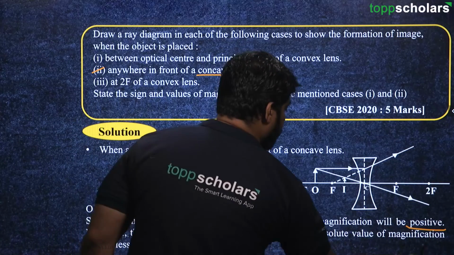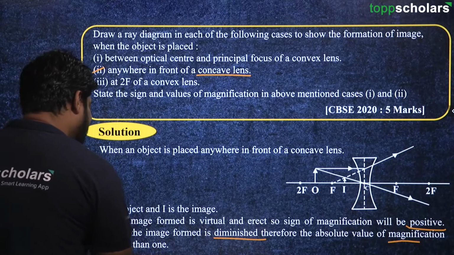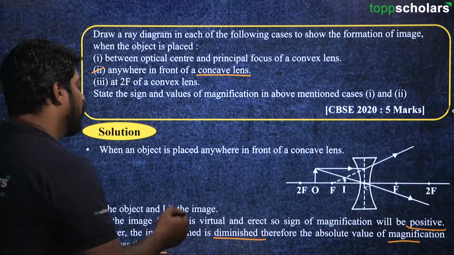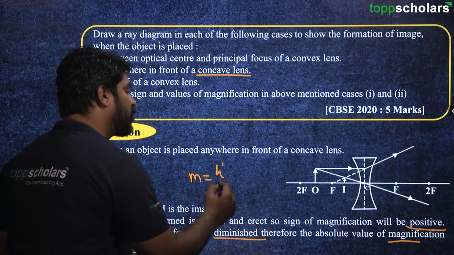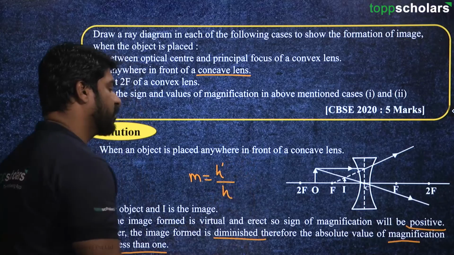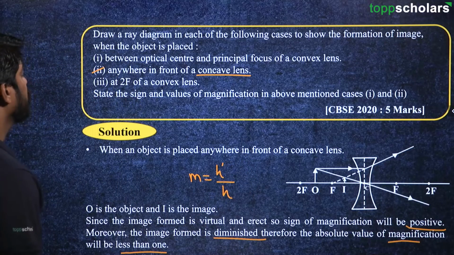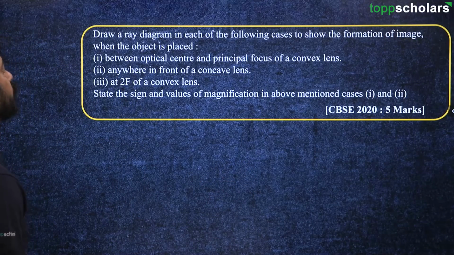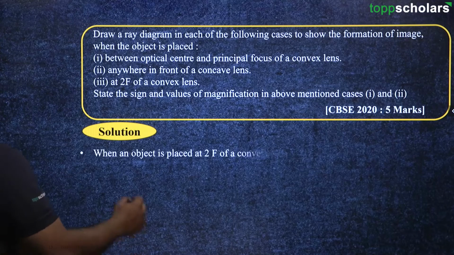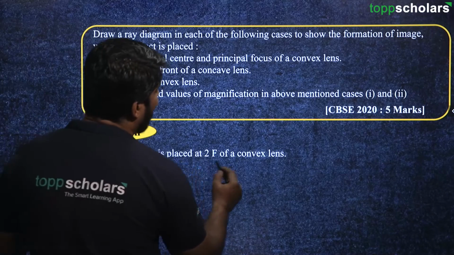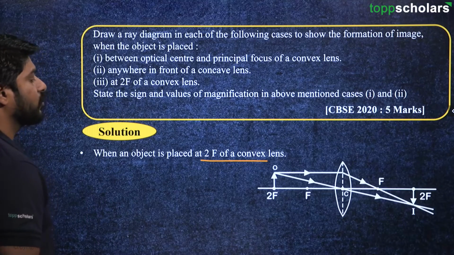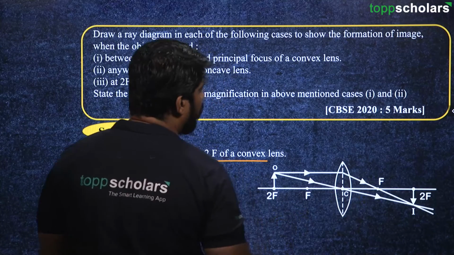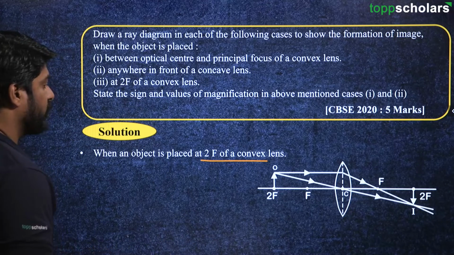So therefore magnification will be less than 1, because we know the formula for magnification is what? H dash, that is image size upon object size H, okay. So this is the second case. Now moving to the third one, that is when the object is placed at 2f of a convex lens, okay, and this is going to be the diagram or the ray diagram for this particular case.